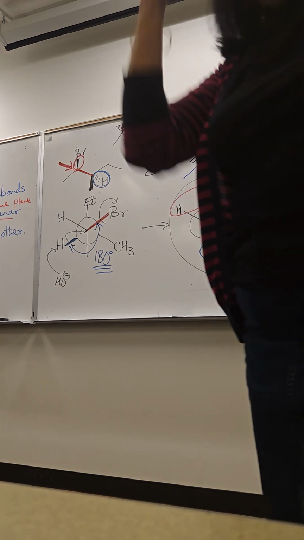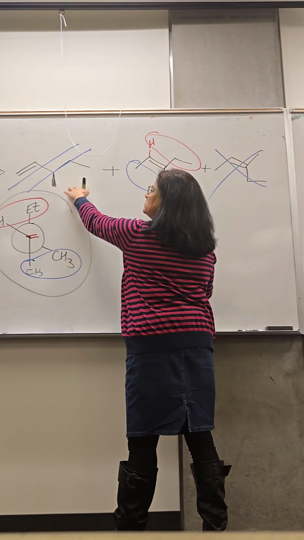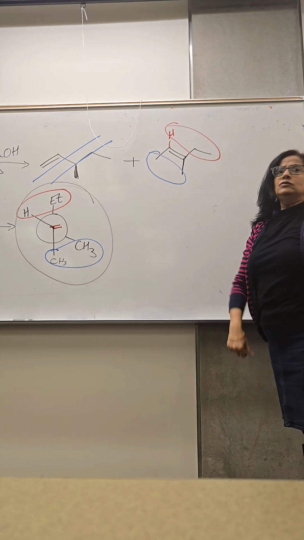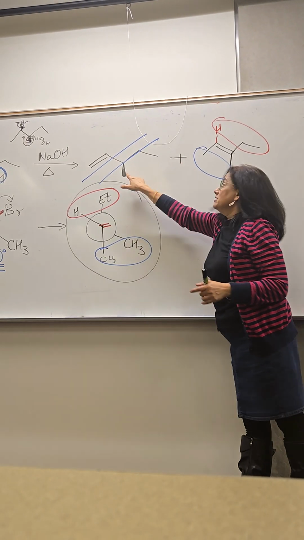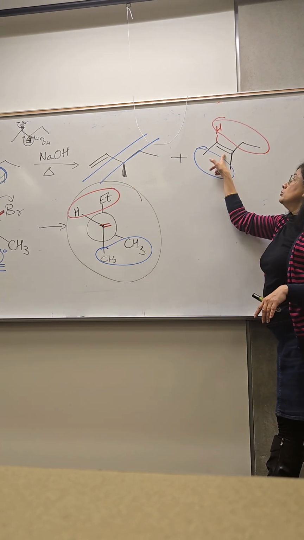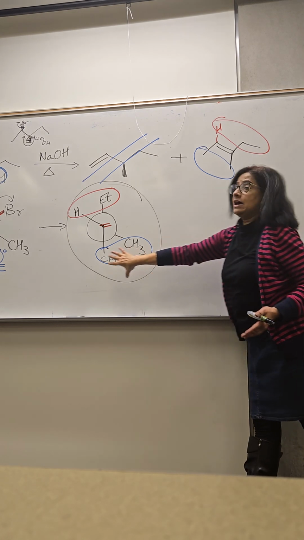So the one in the middle is the only possible product? No, that is minor. But this one is not possible. You'll get two. That's the less stable alkene, so it's minor. This is the major because it's a more stable alkene. The other one is not possible because of that.